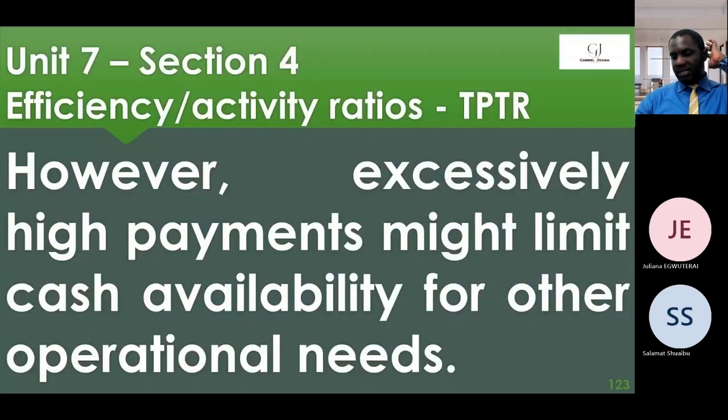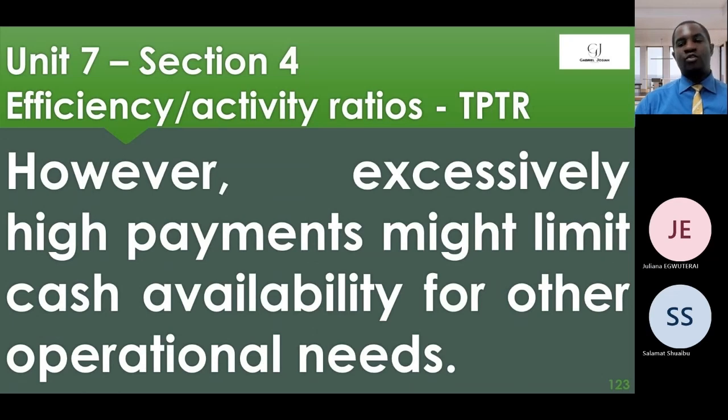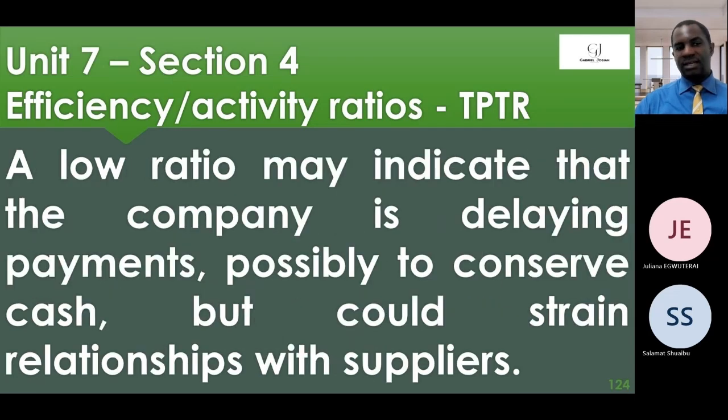So we're looking at the implication. A high trade payables turnover suggests that the company is managing its supplier payments effectively, possibly taking advantage of early payment discounts. However, if it's paying too early, it might limit cash availability for other operational needs. So the same word comes in here, balance. Balance is very important. And a low ratio may indicate that the company is delaying payments, possibly to conserve cash, but could strain supplier relationships. So when we saw the number of days, it was too high and we complained. But the turnover is looking almost moderate somehow.